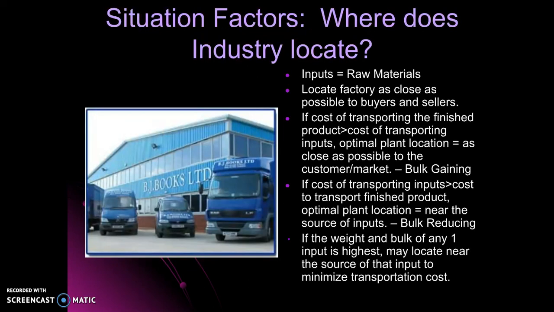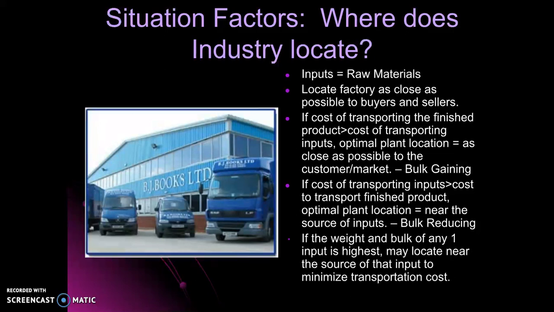So again, when we talk about situation and we're talking about where to locate, inputs equals our raw material. You're going to locate your factory as close as possible to buyers and sellers. If the cost of transporting the finished product is greater than the cost of transporting your raw materials, then your optimal plant location, that means your best location, is as close as possible to the consumer, the market. That's called bulk gaining. If the cost of transporting your raw materials is greater than the cost of transporting your finished product, then your optimal plant location is near the source of the input, or what we call bulk reducing.